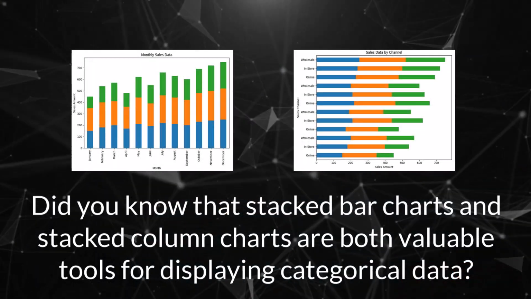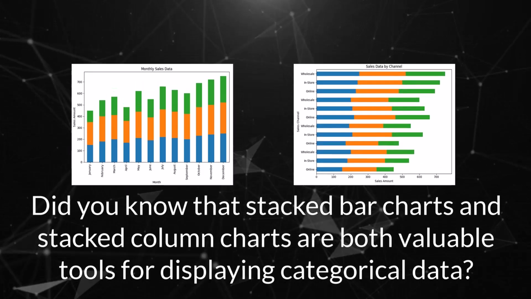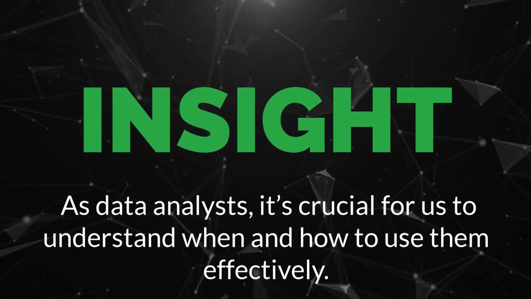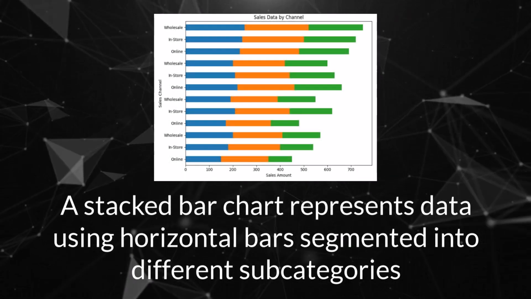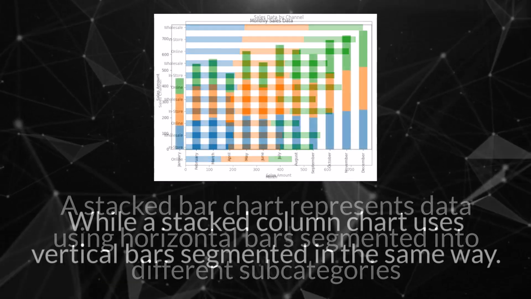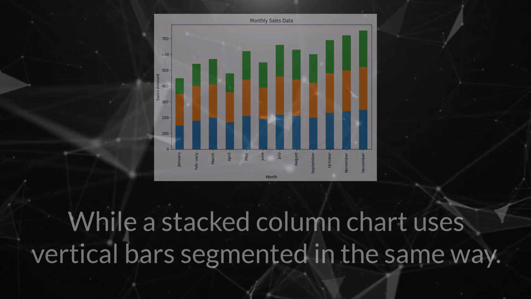Did you know that stacked bar charts and stacked column charts are both valuable tools for displaying categorical data? As data analysts, it's crucial for us to understand when and how to use them effectively. A stacked bar chart represents data using horizontal bars segmented into different subcategories, while a stacked column chart uses vertical bars segmented in the same way.